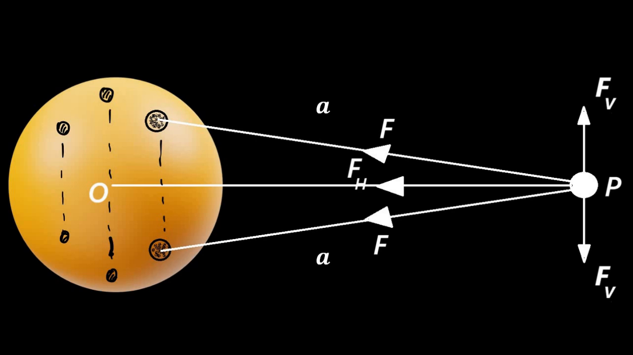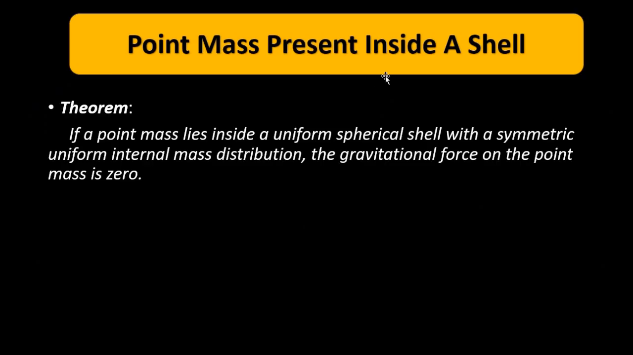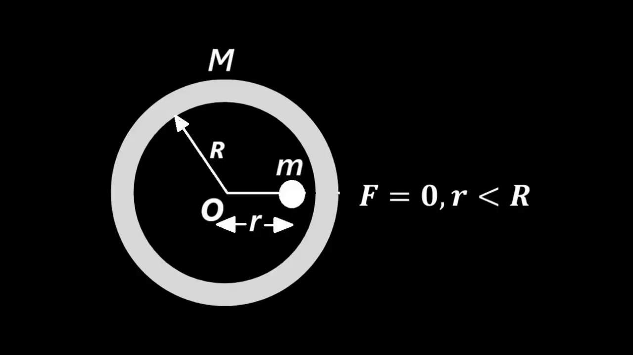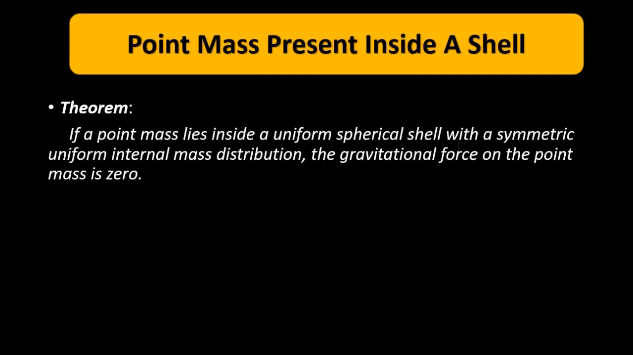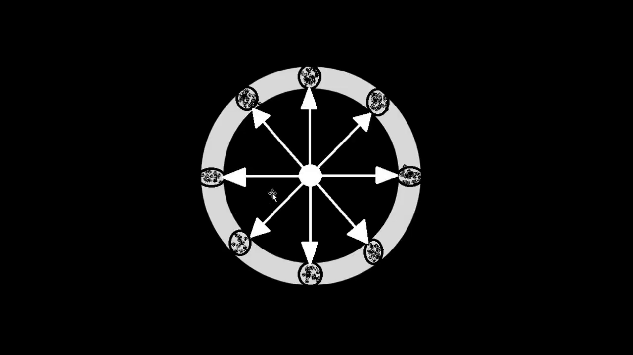Now what if the point mass is present inside a shell? So the theorem says that if a point mass is present inside a spherical shell with a symmetric, homogeneous internal mass distribution, the gravitational force on the point mass is 0. Now the simplest explanation for this is, suppose we have a point mass present here, at the center, let's say, for the easiest explanation.